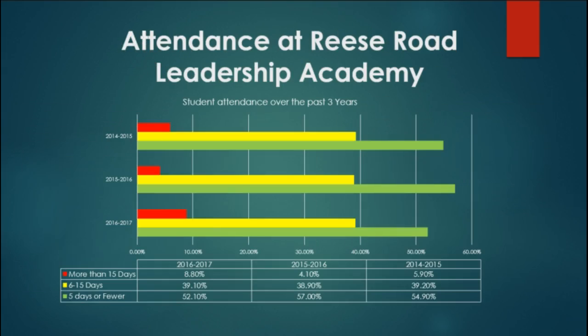Now we will look at trends concerning student attendance at RRLA over the past 3 years. As you can see, the least amount of absences is in green right here. Our data shows that more students missed more than 15 days in 2017 than in 2014-15 and 2015-16. This could affect student achievement.